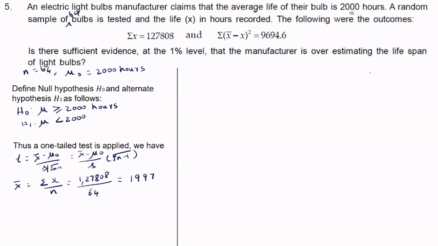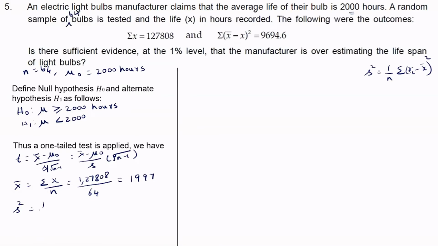Now variance formula you have studied in your class 11. If we take the variance as s square, it is given by 1 by n into summation xi minus x bar the whole square. If we have summation xi minus x bar the whole square or summation x bar minus xi the whole square, we are going to get the same answer, because if we interchange these two terms, we have the negative 1 whole square, it will become positive. So in place of summation xi minus x bar the whole square, we can use the value for summation x bar minus x the whole square, which is 9694.6.